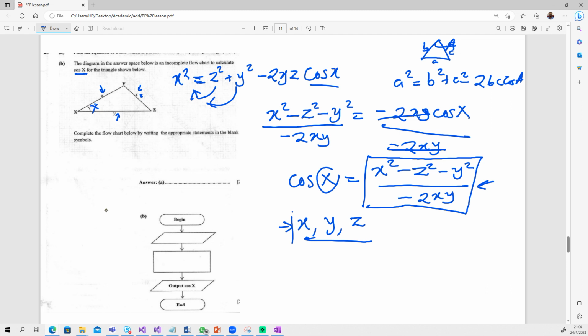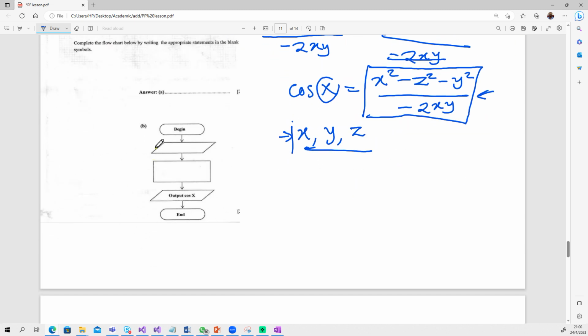What does this tell us? If we look at this flowchart here, it tells us that someone must enter some values here. Someone enters some values, then using those, someone can compute the value of cos x. This tells us that what should be here is something like, here we tell someone, enter x, y, z. That's what should be here.